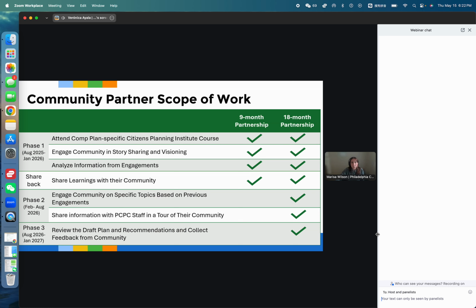18-month partners will continue into phase 2 and phase 3, engaging communities on specific topics based on what they've learned from previous engagements. They'll share information with Planning Commission staff in a tour of their communities. In phase 3, they'll review the draft plan and recommendations and collect feedback from their community to share back with the Planning Commission to make sure that that feedback is integrated into the final plan. So to go into that a little bit deeper, we do not expect our community partners, next slide, Veronica.